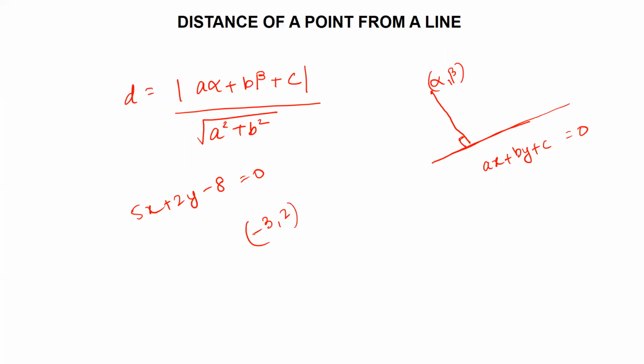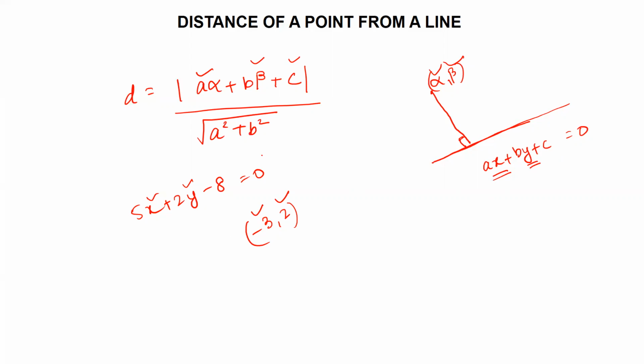The formula says that all you need to do is put down these alpha and beta in place of x and y. That is why I get a alpha plus b beta plus c, because I have just replaced this x and y with alpha and beta. So it gives me a alpha plus b beta plus c.